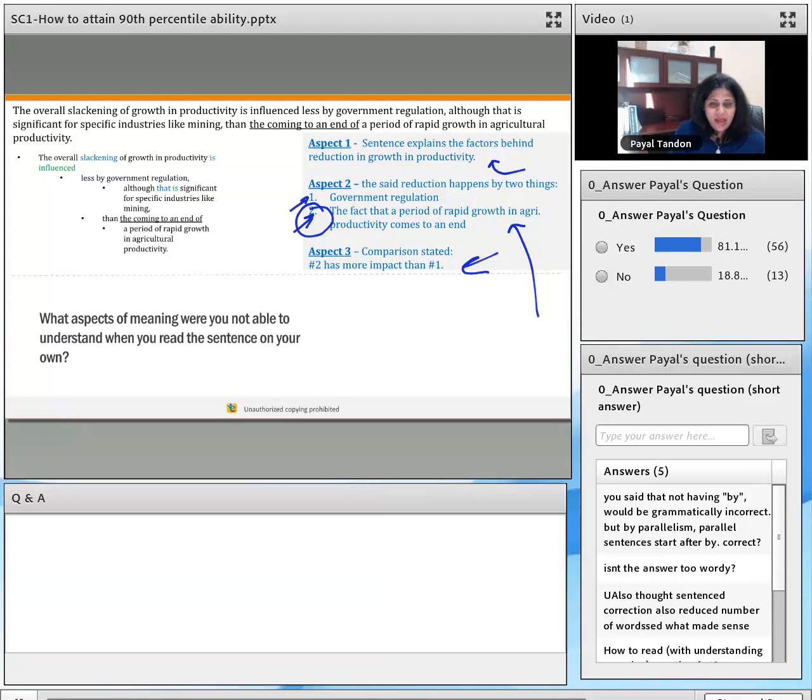Isn't the answer too wordy? That's an official answer. Right, it is a little bit verbose, but that is what the author wanted to communicate. Sometimes what the author wants to communicate requires that many words.